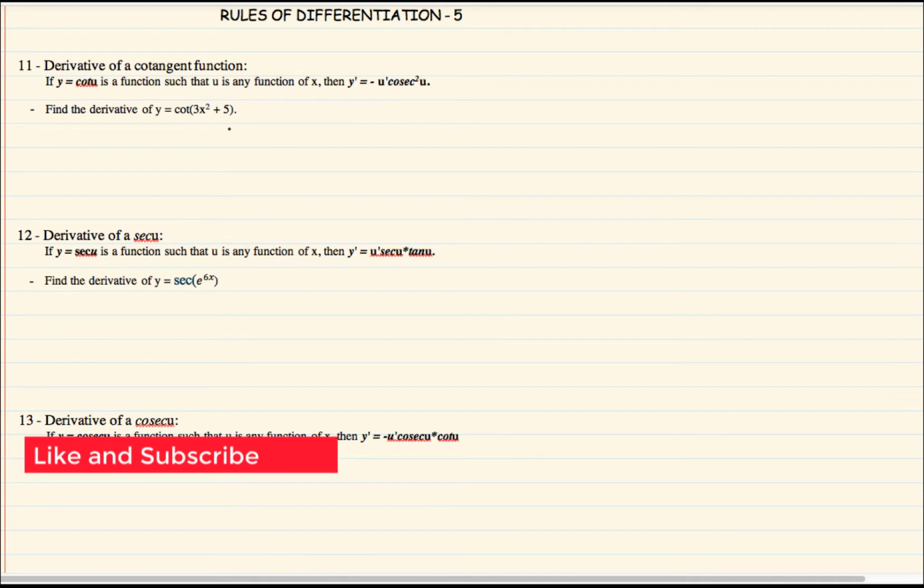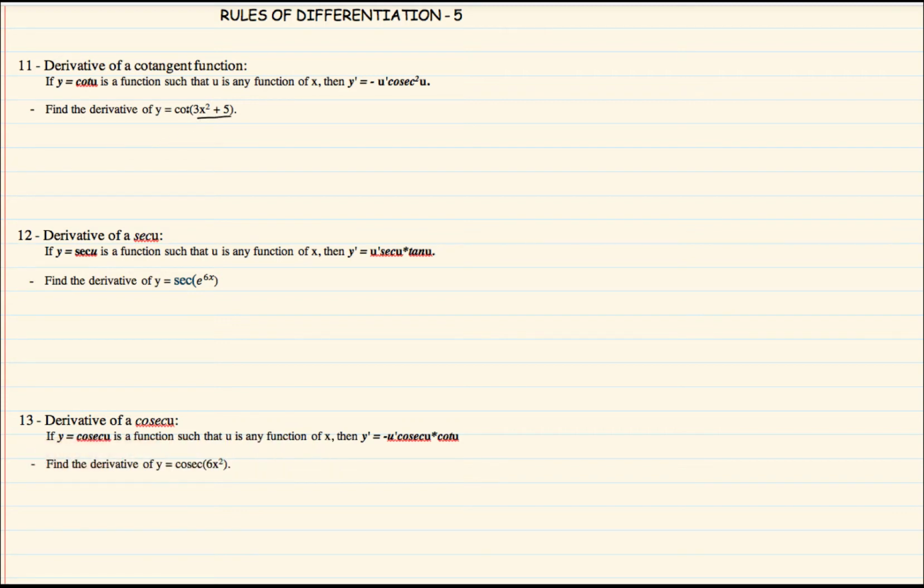Look at this function. y is equal to cot of 3x squared plus 5. This is the argument. There's a minus here, always pay attention. So what we do now is differentiate the argument and then multiply it by cosec square of that argument, and all this should be negative. So let us see how we do it.